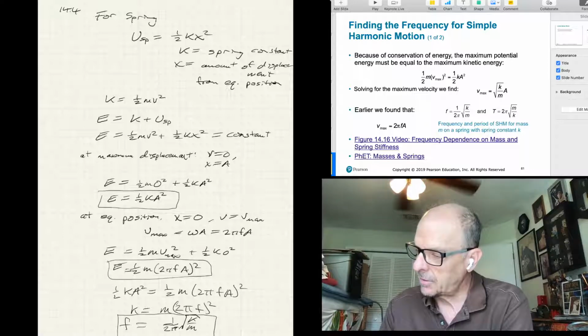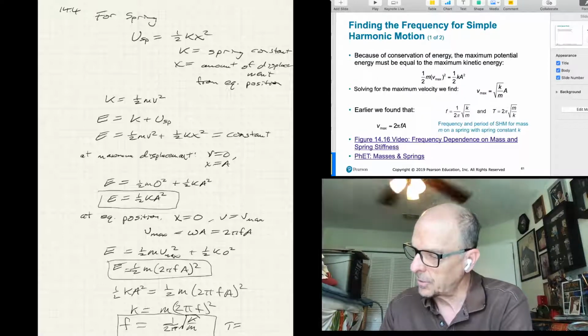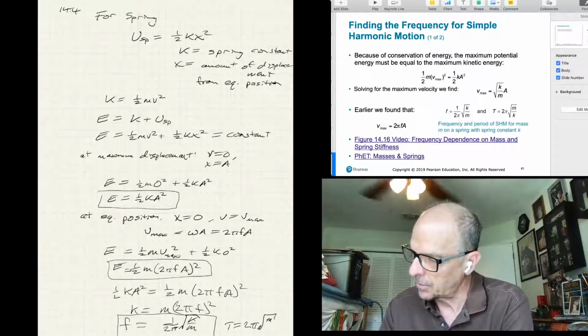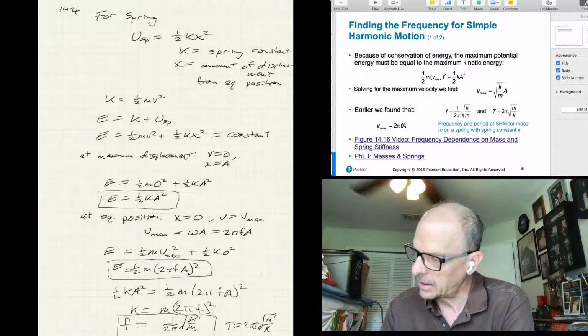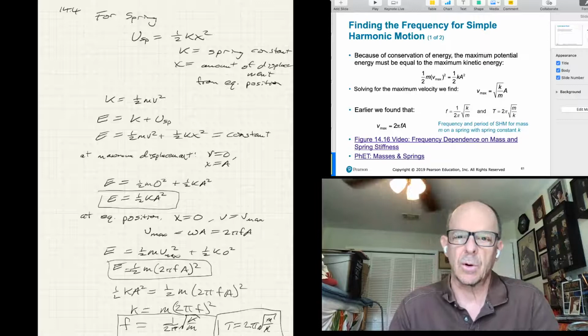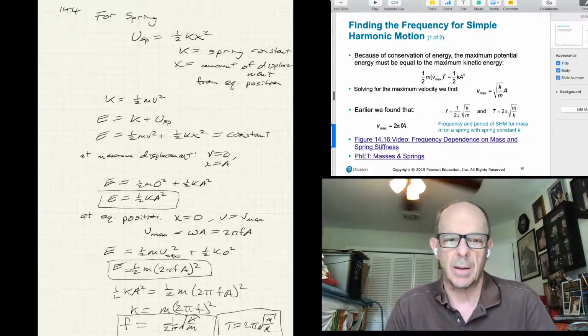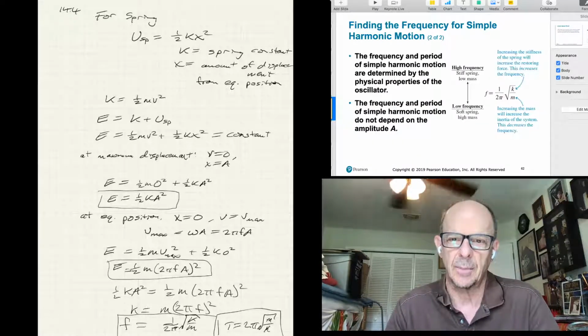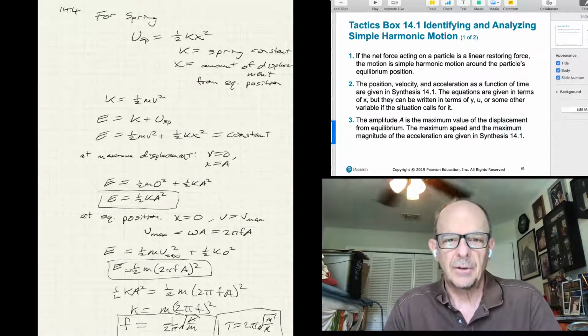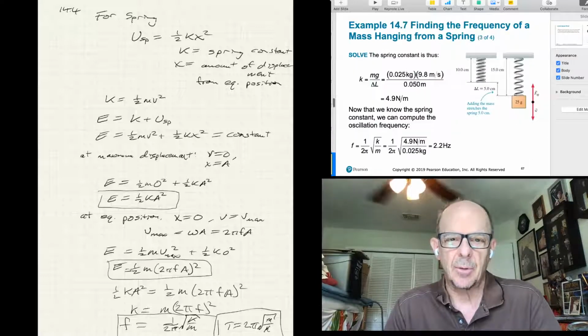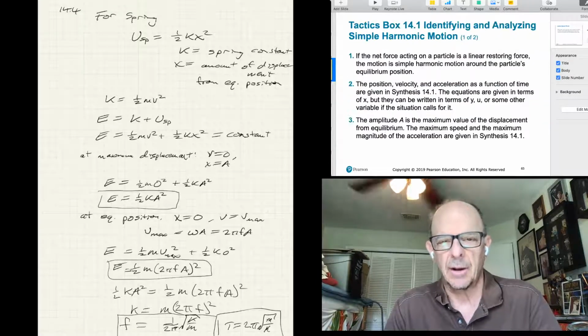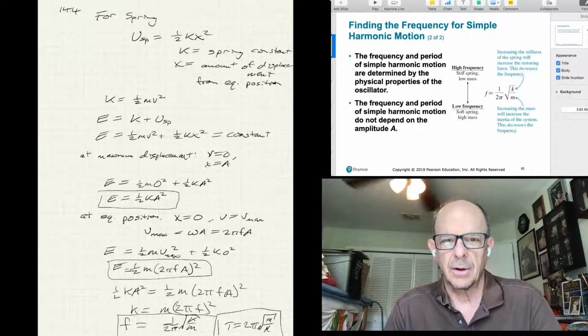And remember that T is 1 over f, so if we take 1 over that, we get 2 pi times the square root of m over k. So these are handy expressions to have when we're playing around with problems with oscillating springs, for example. So let's take a look at an example problem then. You've got an example that you can work through here in the notes.